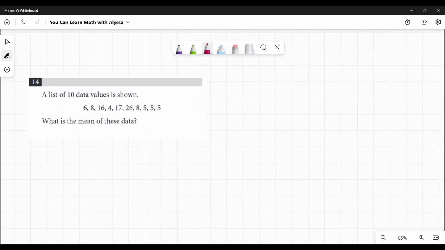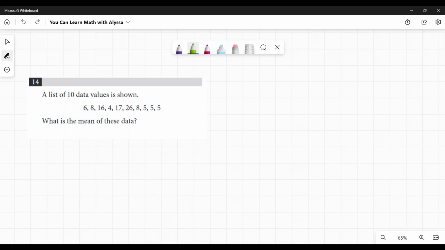Number 14, a list of 10 data values is shown. What is the mean of these data? This is just a straight arithmetic calculator question. The testing here is, do you know the meaning of the word mean? Another word we use for this is average.